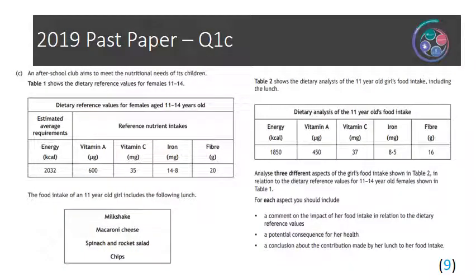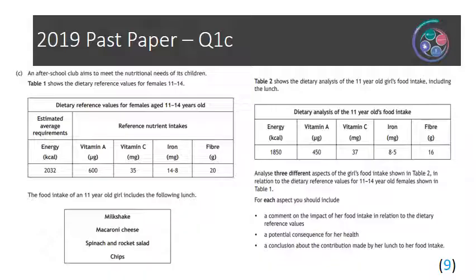(2019) past paper question 1c. An after-school club aims to meet the nutritional needs of its children. Table 1 shows the dietary reference values for females aged 11 to 14 years. The food intake of an 11-year-old girl includes the following lunch: a milkshake, macaroni cheese, spinach and rocket salad, chips. Table 2 shows the dietary analysis of the 11-year-old girl's food intake, including the lunch.